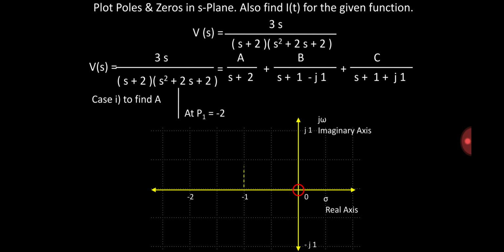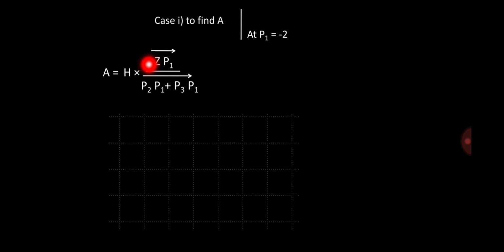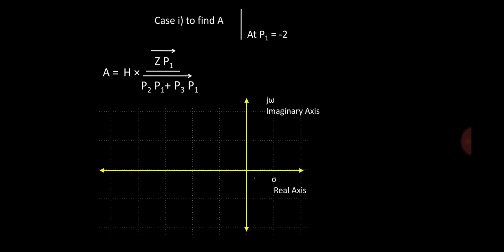So now our P1, that is pole number 1, is under consideration. So all the distances will be measured from that up to P1. Okay, so the formula is A is equal to H into Z P1, that is distance from Z to P1, upon distance from P2 to P1 plus P3 to P1, because we are having 3 poles here. So we will use the same pole zero diagram here.